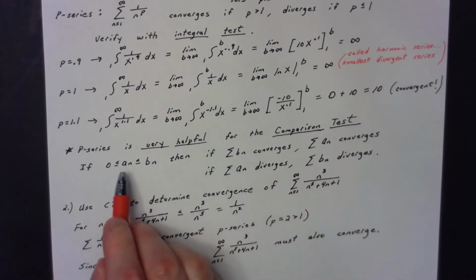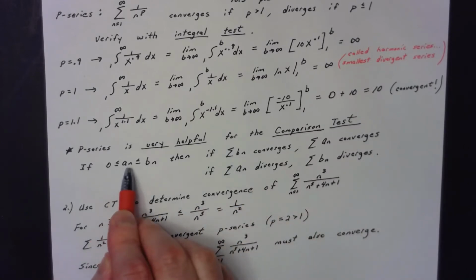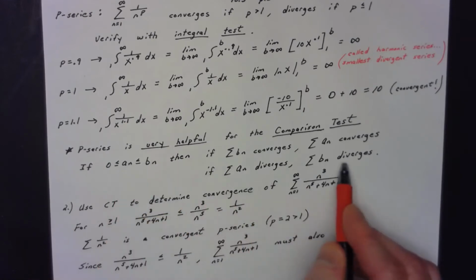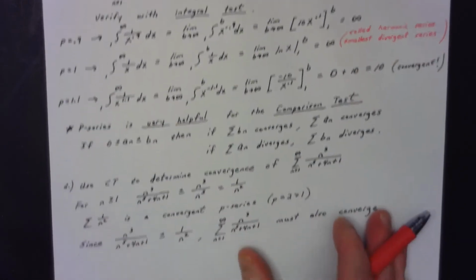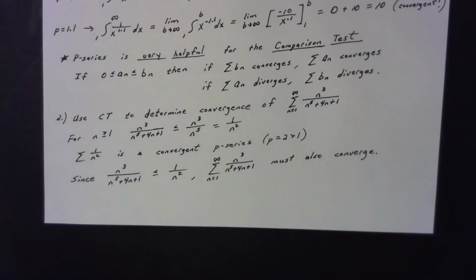Now on the other hand, what if I can show that a sub n diverges? Well, if a sub n diverges and b sub n is greater than a sub n, then that would be evidence that the series b sub n diverges. Okay, now let's see an example of the comparison test here.